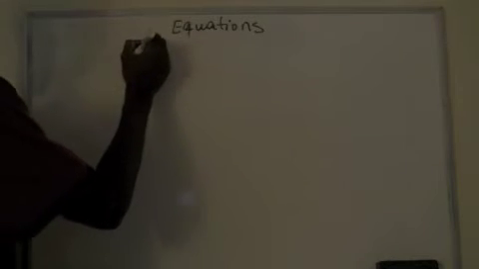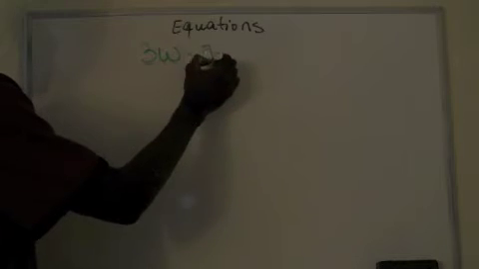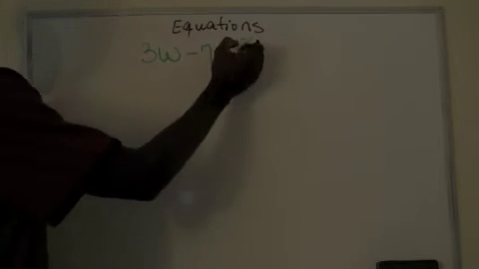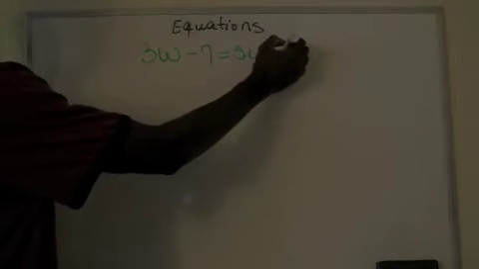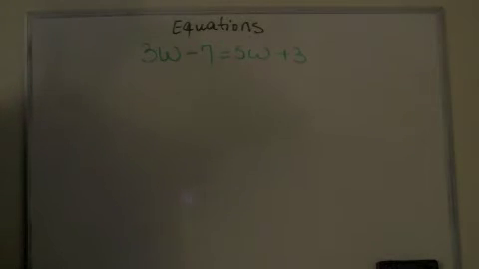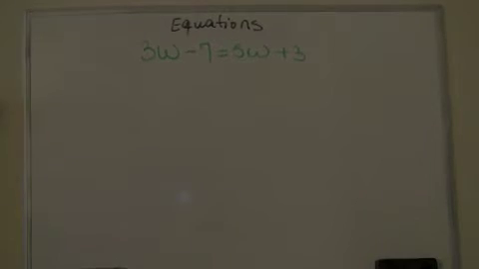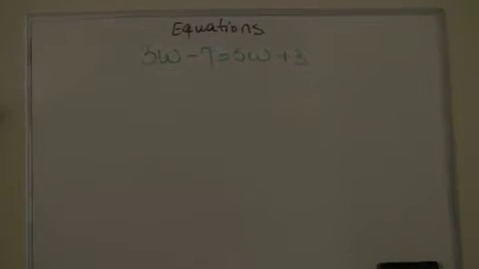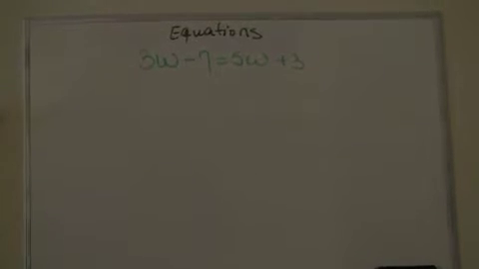Consider the equation 3w minus 7 equals 5w plus 3. Now, this is also a multi-step equation. What would be the first thing to do? To do this, we would need to combine the like terms.